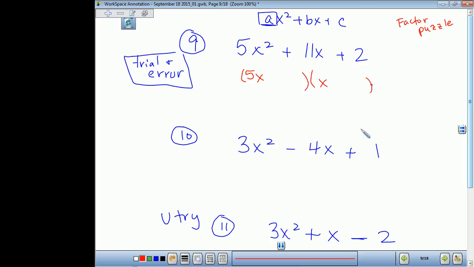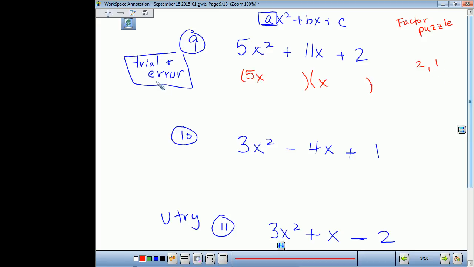Okay. Now, we want to keep this first term positive. So we're going to leave that positive 5x and positive x. Does that make sense? Yes. Okay, now luckily for us, our last term, which is the next thing we're going to look at, is also a prime number. So its only factors are 2 and 1, right? But this is where we get to play.